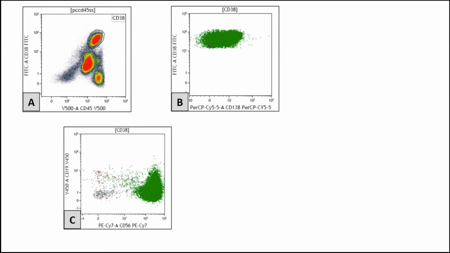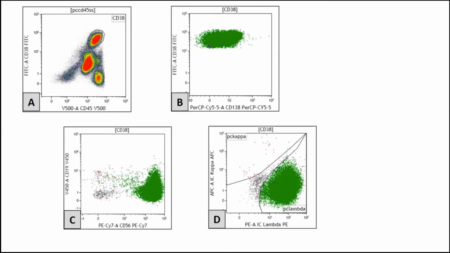To clinch the diagnosis, let's plot kappa light chain against lambda light chain. In a normal or reactive plasma cell population, we should see a mixture of kappa and lambda. Here, virtually all the neoplastic cells are lambda monotypic. So this flow study is an example of one that was able to aid in the new diagnosis of a lambda-restricted plasma cell myeloma.